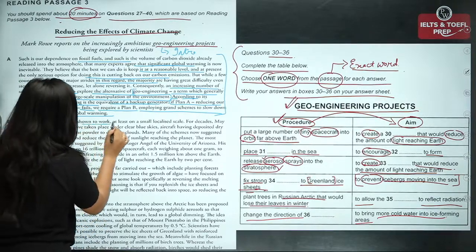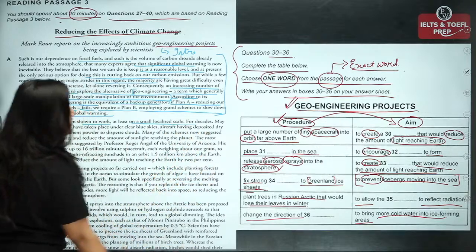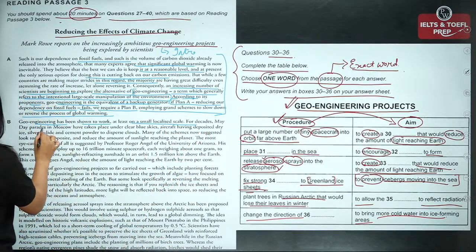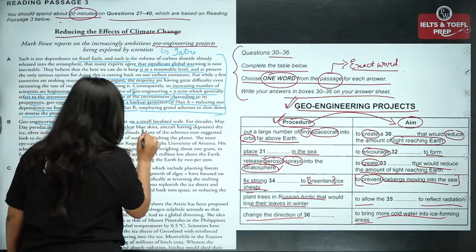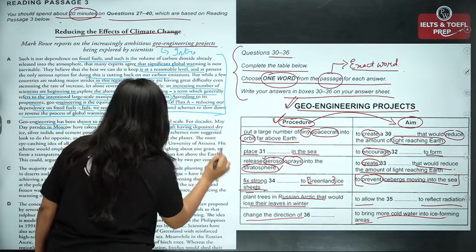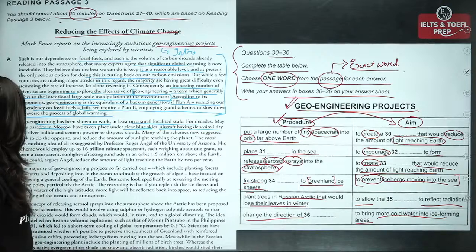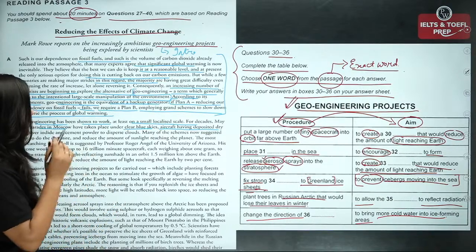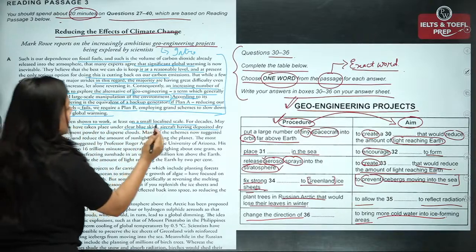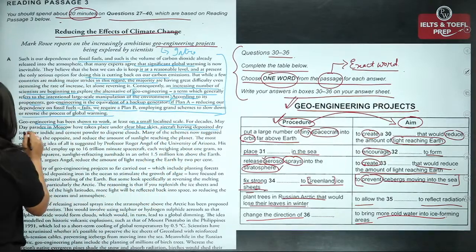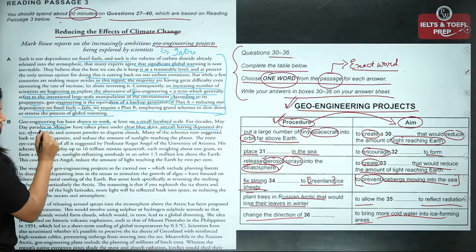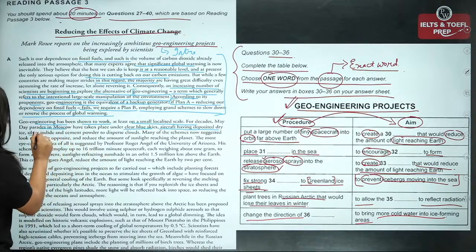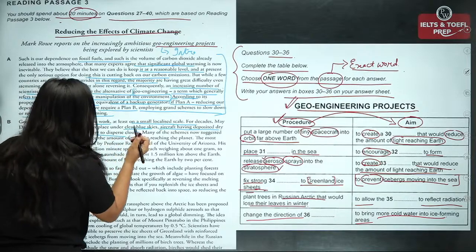Geoengineering has been shown to work at least on a small localized scale for decades. May Day parades in Moscow have taken place under clear blue sky, with aircraft having deposited dry ice, silver iodide and cement powder to disperse cloud. Now listen to me carefully. Aircraft having deposited dry ice. So what did aircraft used to do? They had to deposit dry ice, silver iodide and cement powder to disperse cloud.